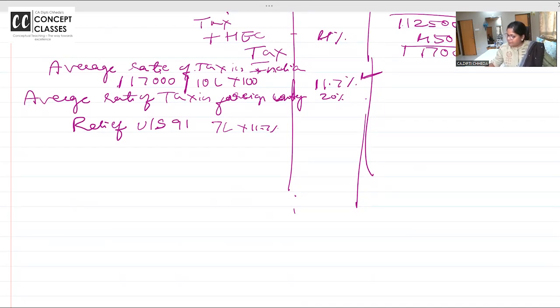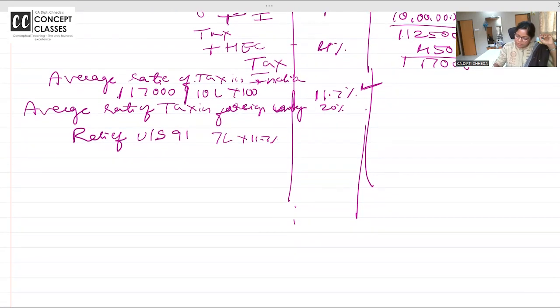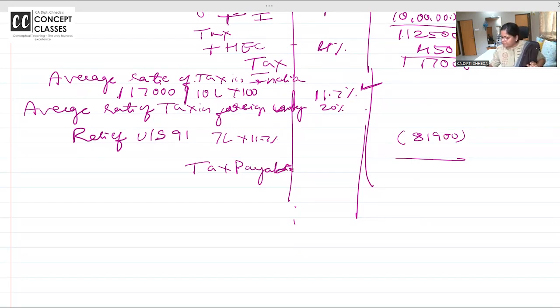7 lakhs into 11.7%. How much is that coming to? 81,900. So what is the tax payable? 35,100. This is the routine we have done. Take a pause, come out of the calculation, check this and tell me is it clear or not. Then I'll go to the next one.